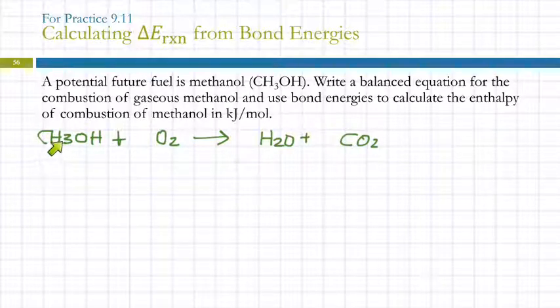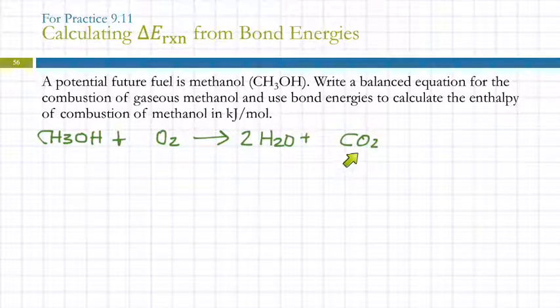So here we have the methanol. It's just carbon, hydrogen, and oxygen. Combustion says it's reacting with oxygen. Products will be CO2 and H2O always. And we have to balance the reaction. So we've got one carbon on this side and one carbon on that side. And then hydrogens, we've got 3 plus 1, 4. And over here we only have 2. So let's put a 2 in front of H2O. So now we've got our hydrogens balanced.